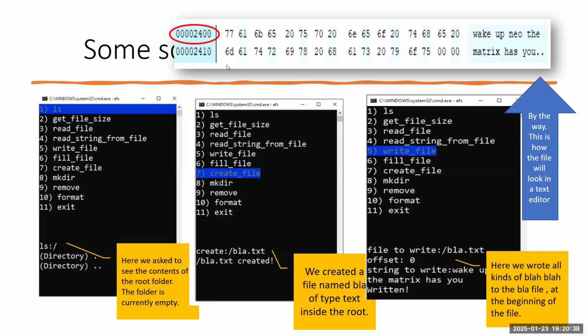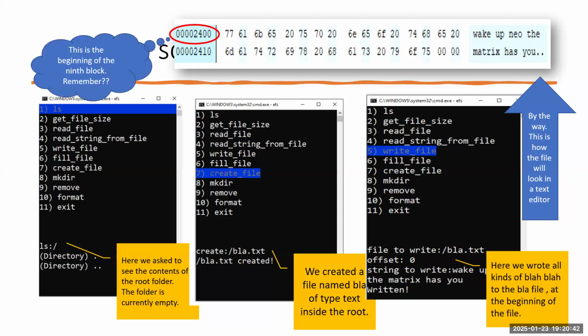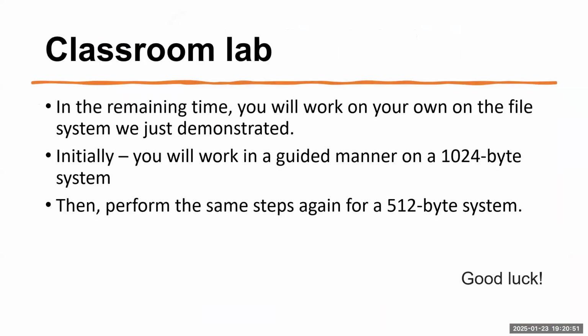Here, it's 2,400, that's block 9. This is the beginning of the 9th block, remember? That's what he calculated, 9 times the block length is that number.